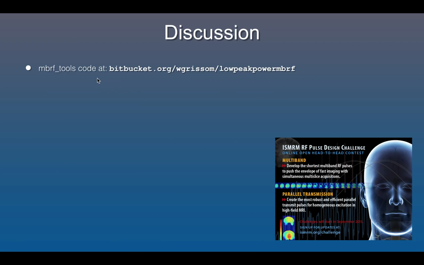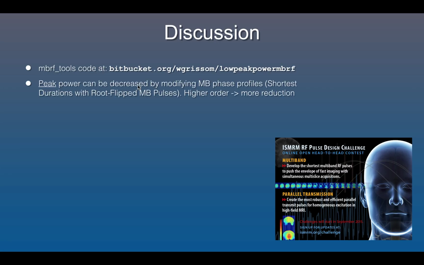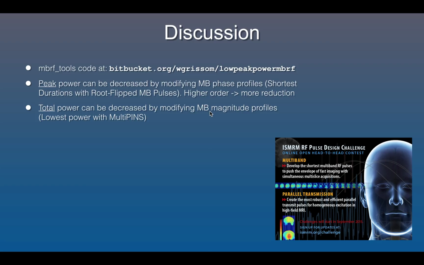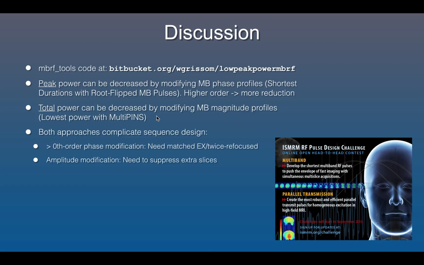Okay, so to finish up, I've put all the code to design all these pulses into a toolbox that I call MBRF Tools on my Bitbucket site, so you can download it there if you're interested. What we found is that peak RF power can be decreased by modifying the multiband phase profiles, and that we get the shortest durations with the root flip multiband pulses. Generally, as we increase the spatial order of the phase profile, we get more reduction in peak power. Total power can be decreased by modifying multiband magnitude profiles, and in general, we get lowest power with multi-PINS pulses.